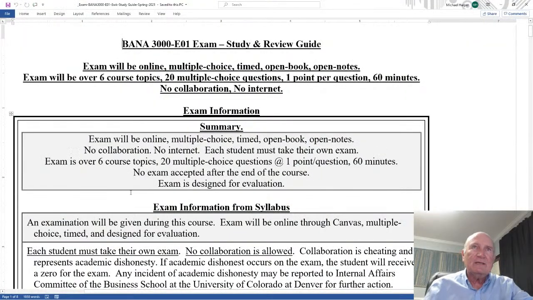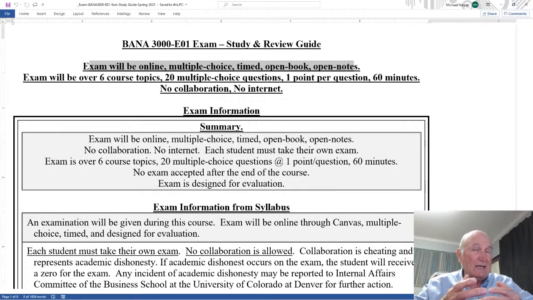Now in this exam study guide, first of all, the exam will be online, multiple choice, timed, open book, and open notes. And so for open book, open notes, this guide is part of the notes. I will tell you in this guide exactly how to study for it, what to study, in some cases exactly what the questions will be, but the numbers will be changed. And so this was part of the preparation to do well on the exam.